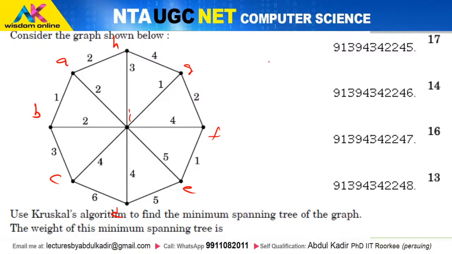Now what you will do is first take this edge, because this is the minimum edge. Then you will take this edge, this is G to I, so this edge also you will take. Then you will take this F to E, this edge also you will take. So all these edges we have taken.